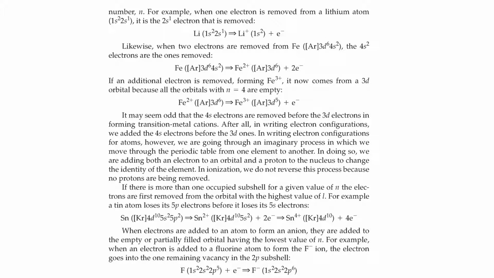If there is more than one occupied subshell for a given value of n, the electrons are first removed from the orbital with the highest value of l. For example, a tin atom loses its 5p electrons before it loses its 5s electrons. When electrons are added to form an anion, they are added to the empty or partially filled orbital having the lowest value of n. For example, when an electron is added to a fluorine atom to form the fluoride ion, the electron goes into one of the remaining vacancies of the 2p subshell.